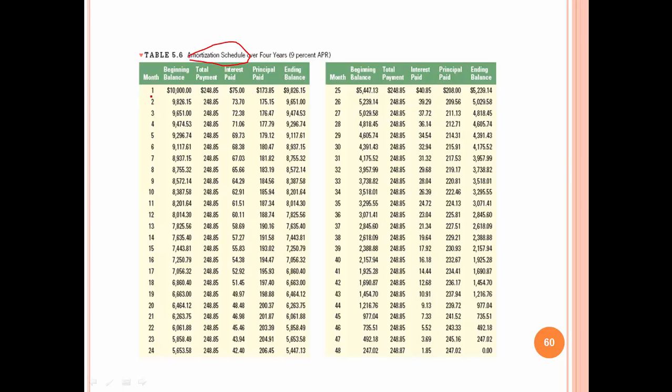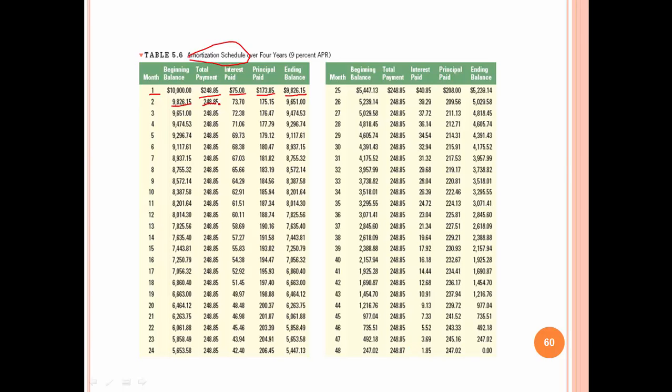If you look at the first line, this is month 1, and this is consistent with what we just talked about. A payment of $248.85, and out of that, $75 is paid as interest and $173.85 is paid as principal. After that your balance is lowered to $9,826.15. You notice that in the second month you start with the ending balance from the first month, and you're still paying $248.85. Over all these 48 months you are paying the same fixed payment of $248.85.